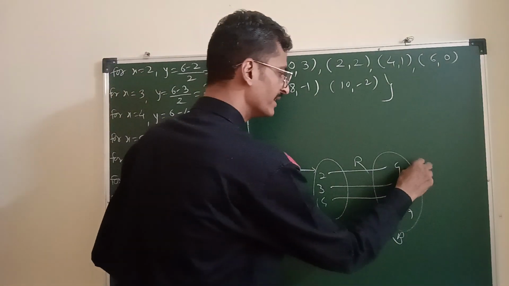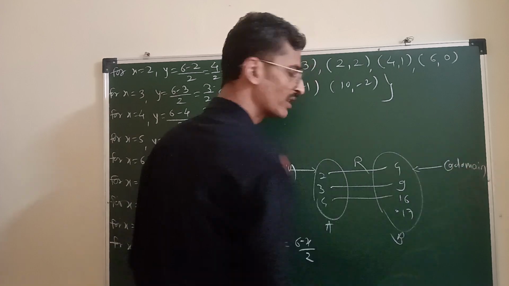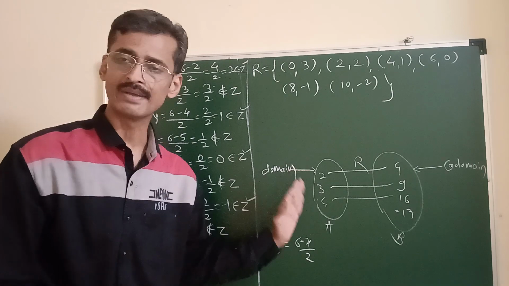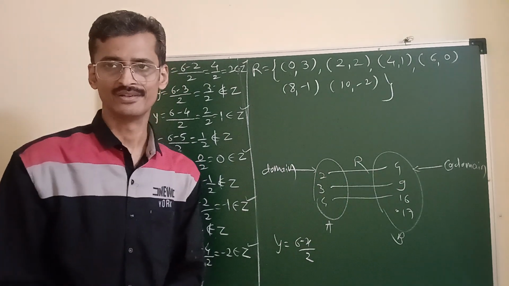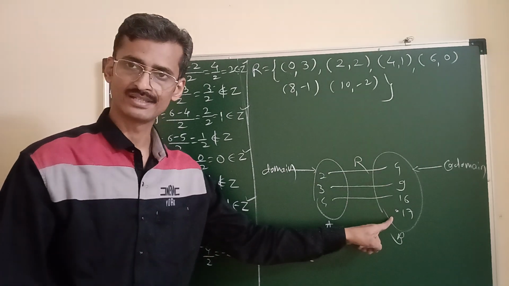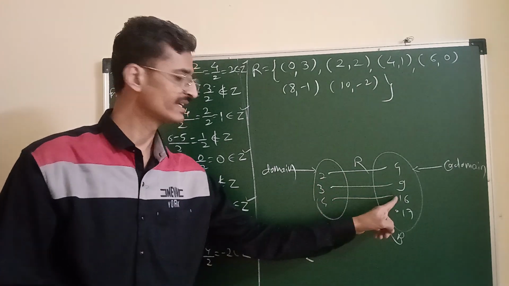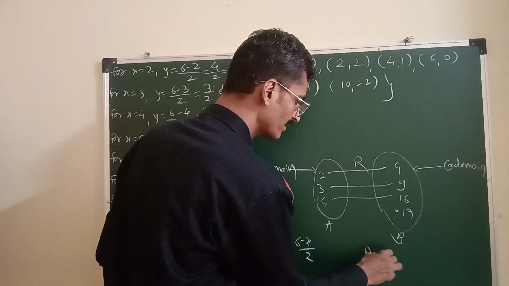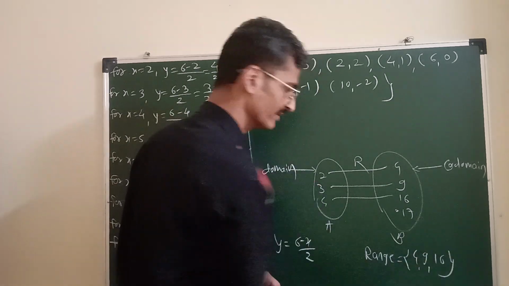Now this set A is called the domain. This set B is called the codomain, not range. So if a relation or function is given from A to B, A is called the domain and B is called the codomain. Now what is range? Range is the collection of these images. 4 is the image of 2, 9 is the image of 3, 16 is the image of 4. So here the range is 4, 9 and 16.